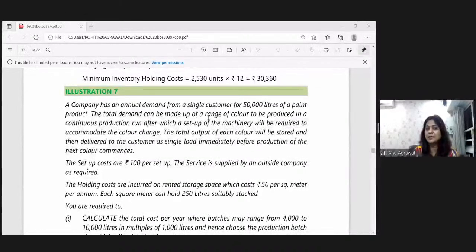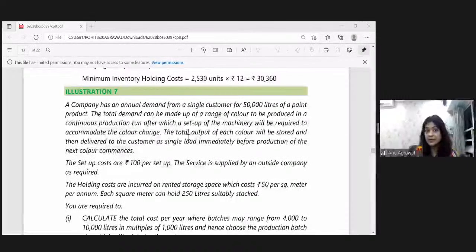A company has an annual demand from a single customer for 50,000 liters of paint. The total demand can be made up of a range of colors to be produced in continuous production runs, after which a setup of the machine will be required to accommodate the color change. The total output for each color will be stored and then delivered to the customer as a single load immediately before production of the next color commences. Setup cost is 100 rupees per setup.